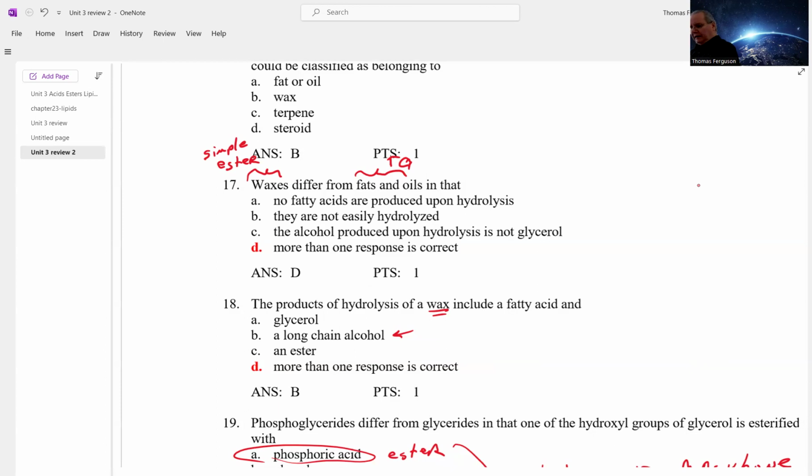So, A, no fatty acids are produced upon hydrolysis. Okay, acids are produced on both of them. They're not easily hydrolyzed. Under alkaline conditions, both are hydrolyzed. The alcohol produced upon hydrolysis is not glycerol. That's right, because when you hydrolyze triglyceride, you end up with glycerol as the alcohol. When you hydrolyze the wax, you get the single alcohol.